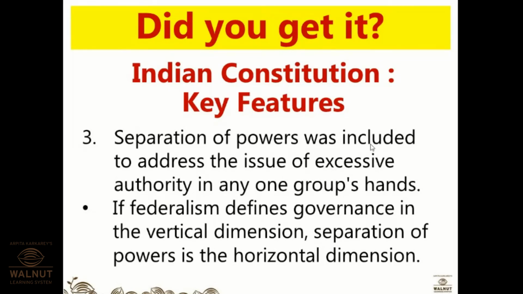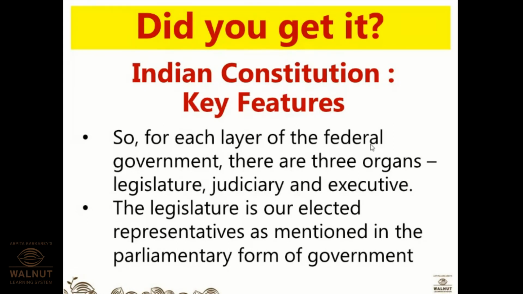In the judiciary system, we have learned this separation of powers, isn't it? Yes. So separation of powers was included to address the issue of excessive authority in any one group's hands. If federalism defines governance in the vertical dimension, separation of powers is the horizontal dimension. So, for each layer of the federal government, there are three organs: legislature, judiciary, and executive. So, at the lower level, or state level, which judiciary is there? What do we call it? Ma'am, High Court.